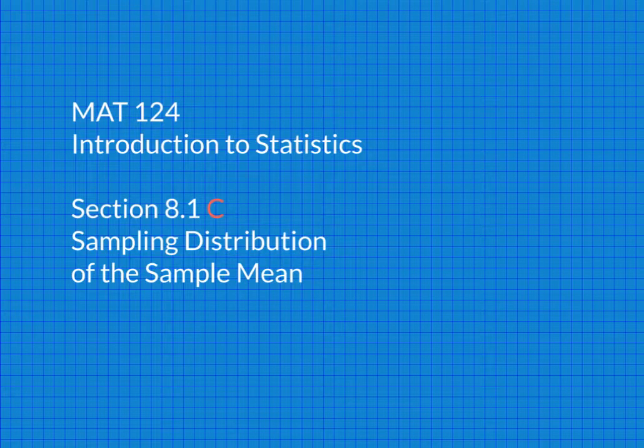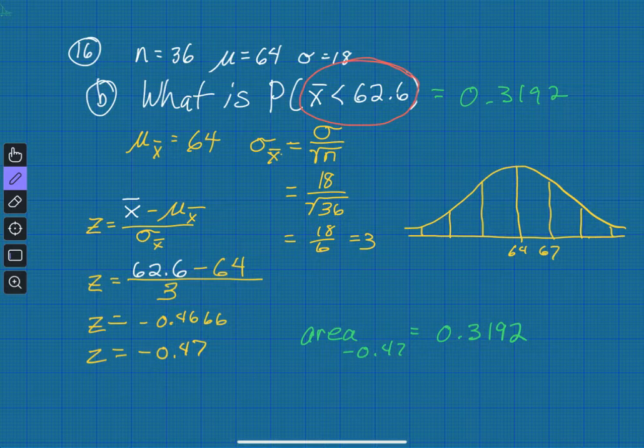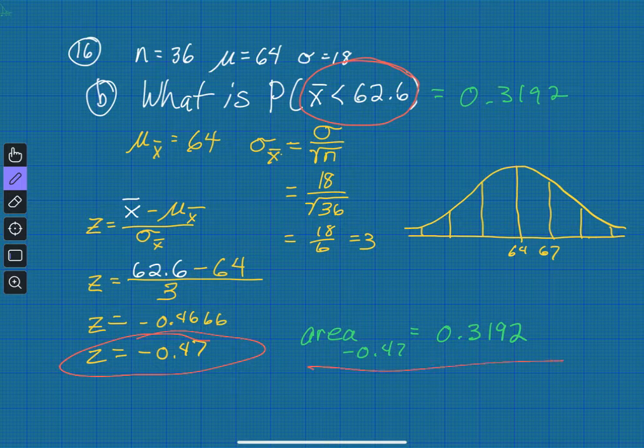Okay, welcome back to what should be the last video in this series about the sampling distribution of the sample mean. Alright, here's where we left off with the previous video. We found the probability that the mean of a sample that you take is less than 62.6. And the area that corresponded to the z-score that we had calculated, the z-score down here, was 0.3194. That area is interpreted as a probability.